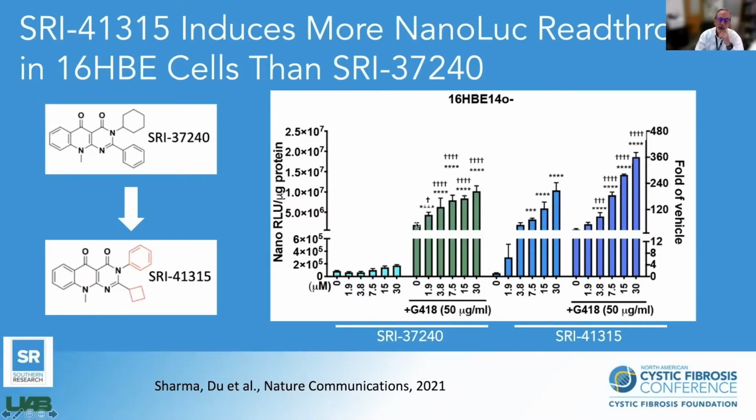Here is G418 alone, and this is increasing amounts of 37240, so you can see it's increasing. So we're getting an amplification of the read-through effect. In contrast, with 41315 alone, we're seeing significant read-through with that small molecule by itself. When we combine it with G418, we see a further enhancement. So this is promising. It shows that this compound in the 16HBEs is much more effective than 37240.